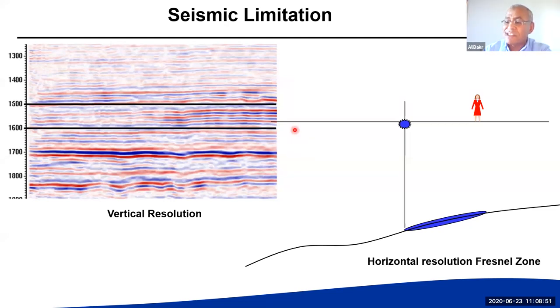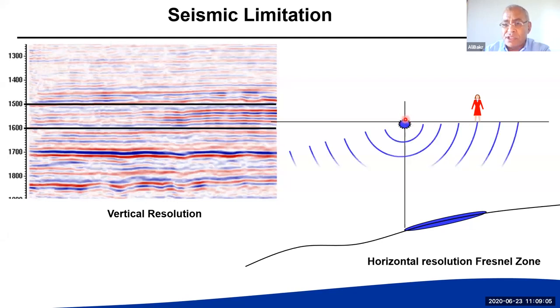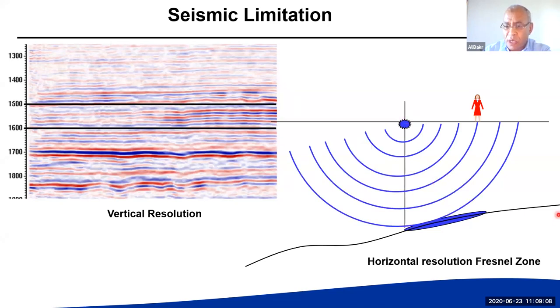Also, whether this bed is extended or not extended is another limitation. We call it the Fresnel zone. In the front view, this is the surface, and this is the ignition point, the point where we produce seismic waves. Once we did so, the seismic waves will travel, and then hit the subsurface here. The area that the wavefront hits on the subsurface is called the Fresnel zone. So this is the minimum area extension of a bed that can be resolved. If the area of the bed is less than that area, you cannot see it. And this is what we call the Fresnel zone.